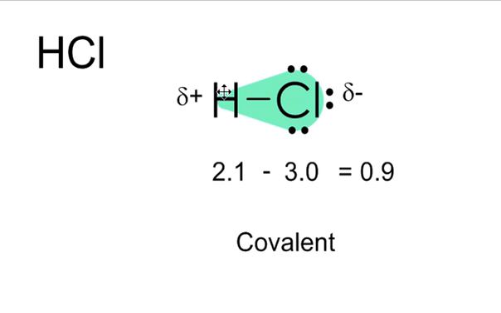So when a molecule or when a bond has oppositely charged ends, the word we use to describe that is polar. A pole has two ends. In this case, polar bonds have a positive end and a negative end.